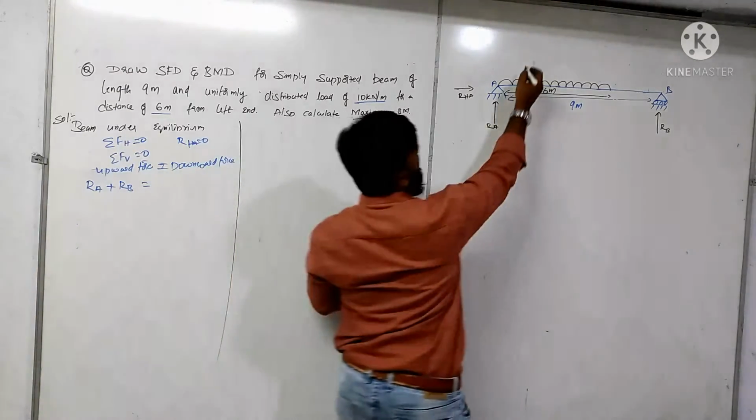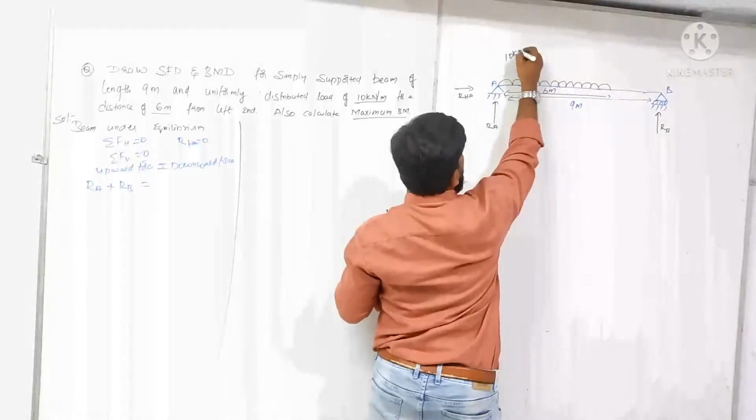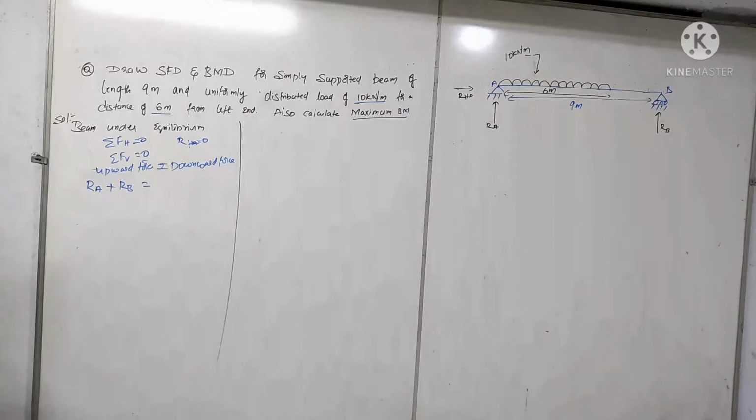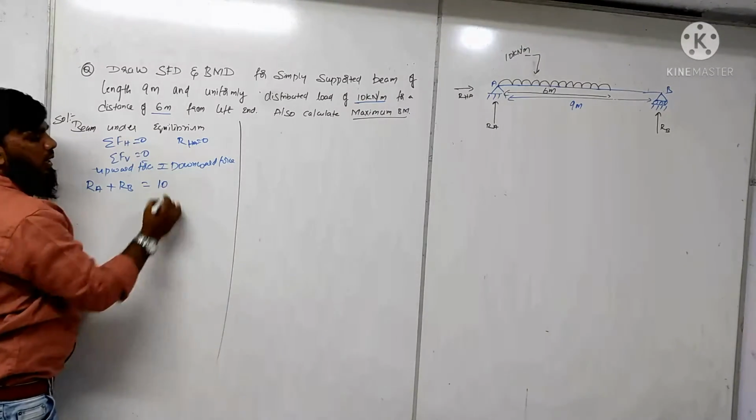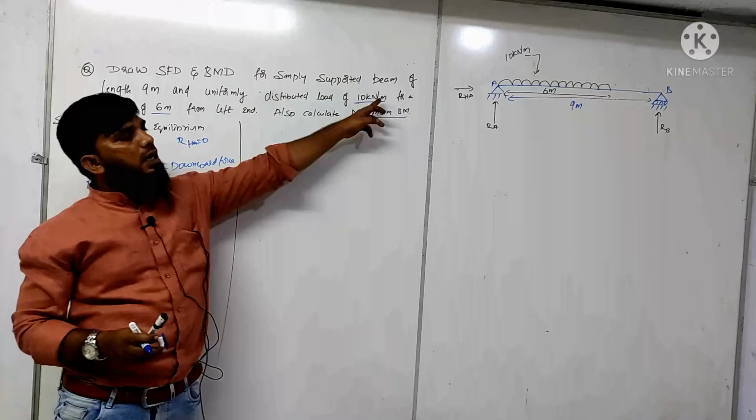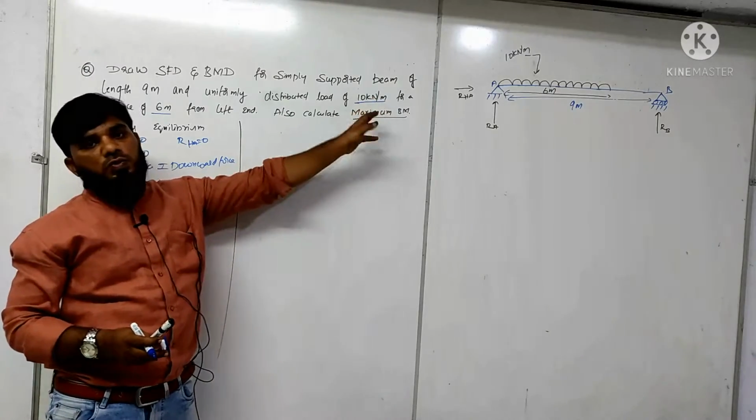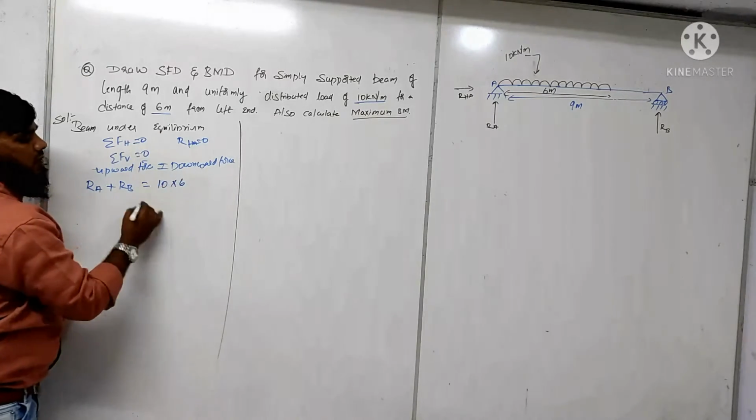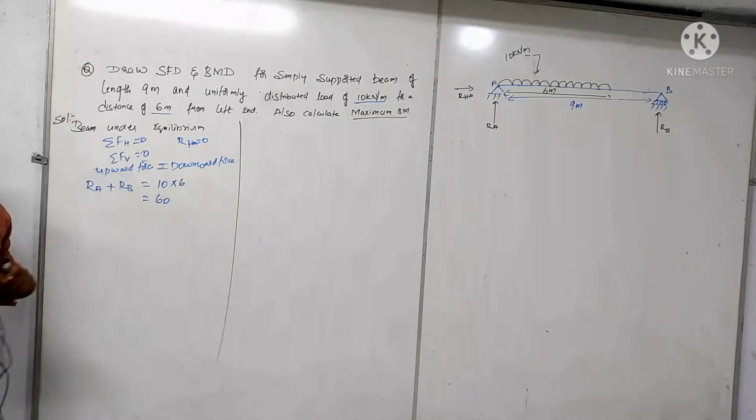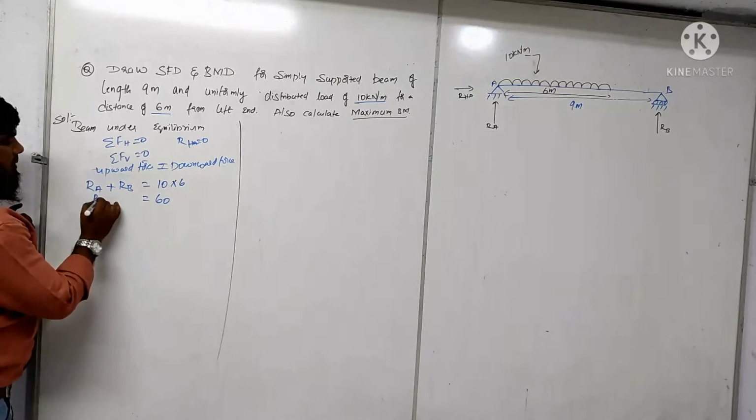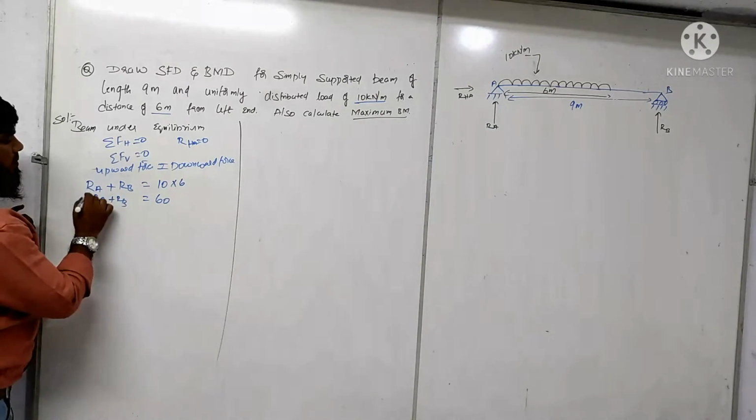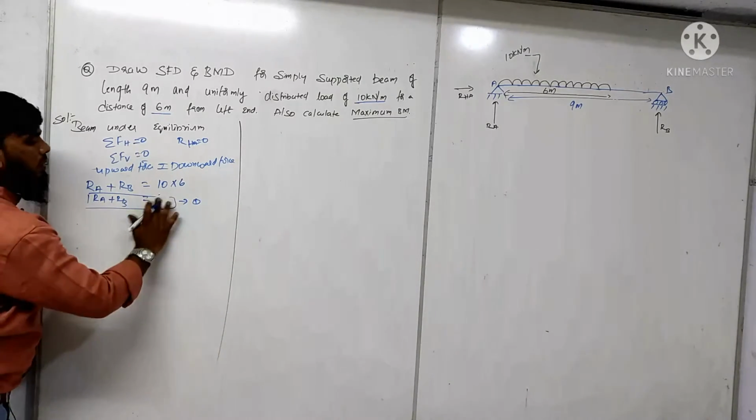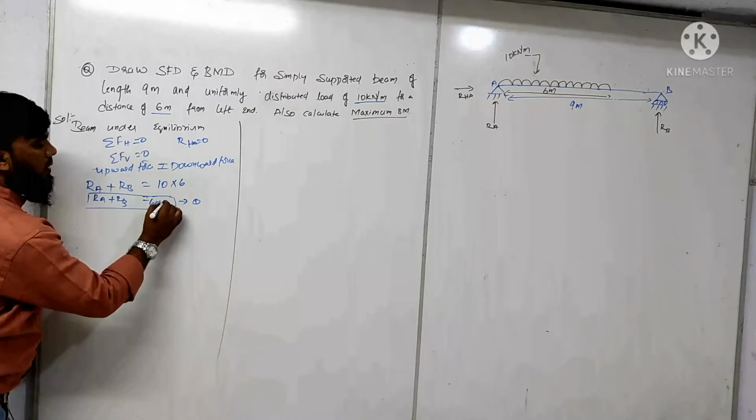What is the unit of UDL they have given? They have given it as 10 kilonewton per meter. I have already highlighted it. So what is the downward force now? 10 kilonewton per meter given, so per meter it is 10. For what length has the UDL been distributed? For 6. So we have to multiply with 6, which gives 60. So RA plus RB equals 60 kilonewton. This is your equation 1.